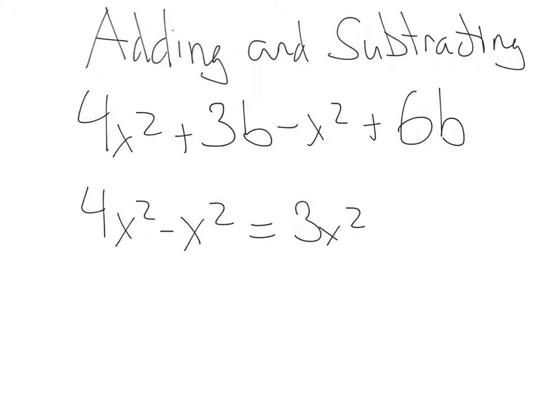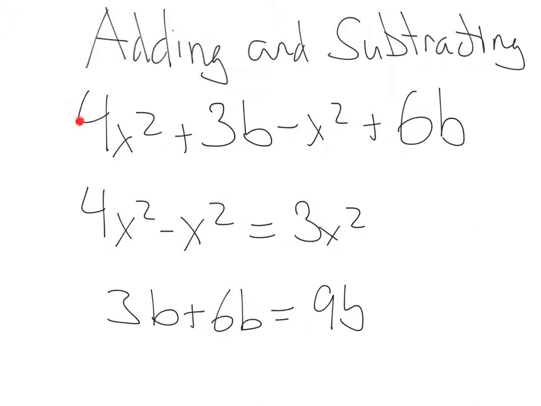We can then add and simplify the like terms 3b and 6b. And 3b plus 6b, we are combining those two like terms by adding them, and we end up with 9b. And we have simplified this algebraic expression by combining like terms using addition and subtraction.